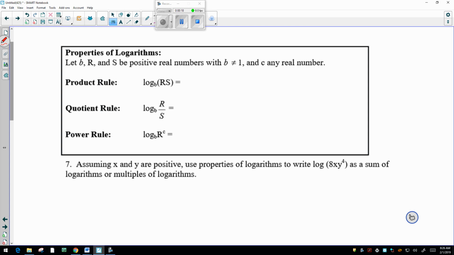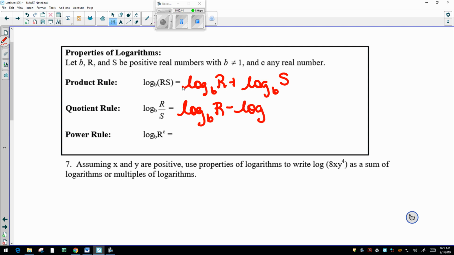We get our product rule. And your product rule is just saying if you have the log of two numbers that are being multiplied, we can expand this into multiple logs through addition. So the log base remains the same, and all you're going to do is add the two numbers. Quotient rule, very similar. The only thing is when we split these two up, we are splitting them up through subtraction. Okay, and keep in mind numerator will come first, denominator will come second.